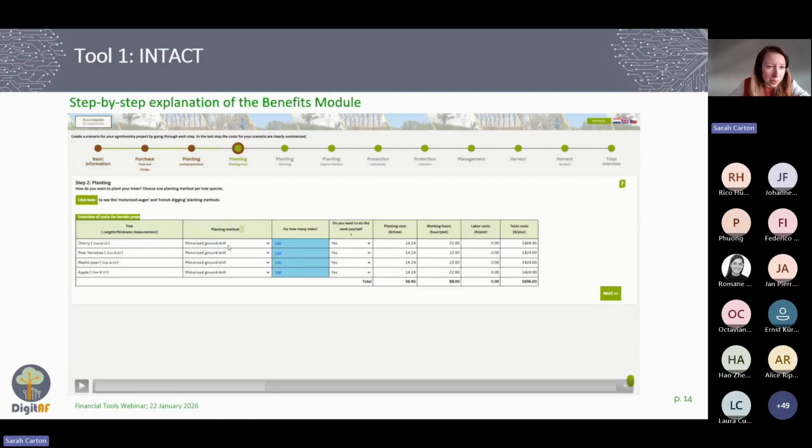So the next step is mulch. The next step is planting the trees. There are different options, different methods to plant trees, and Intact includes different methods that you can explore. For instance, there is a motorized ground drill, but also manual planting. It's all included there. And a nice thing is that you can also see how much labor is taken into account, like the hours per plot.